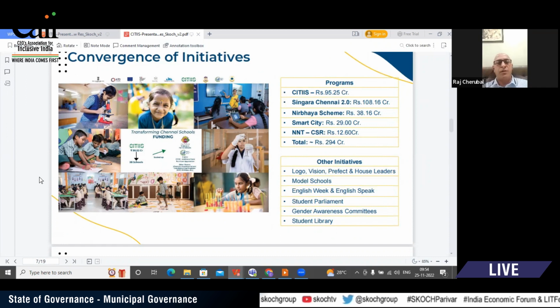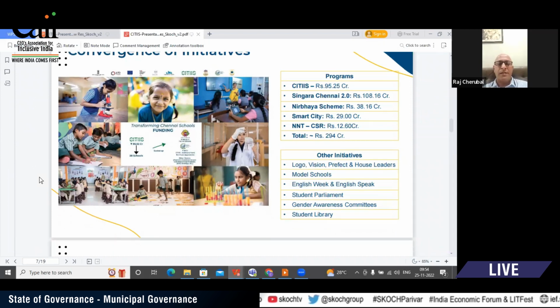So a lot of NGOs were involved in the city. So we are trying to see how do we absorb them better and utilize their resources also. Next slide, please.